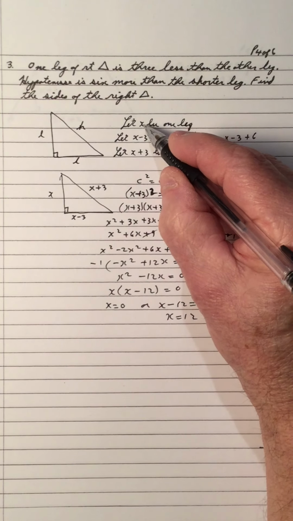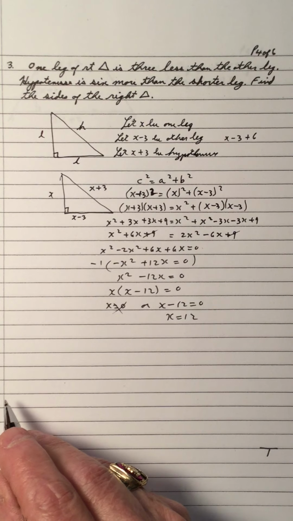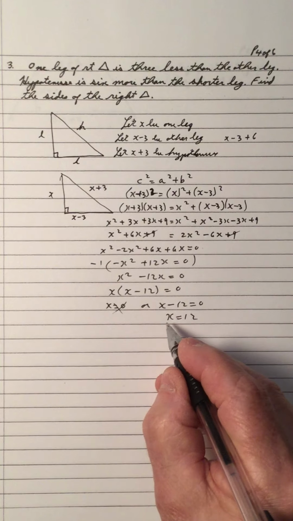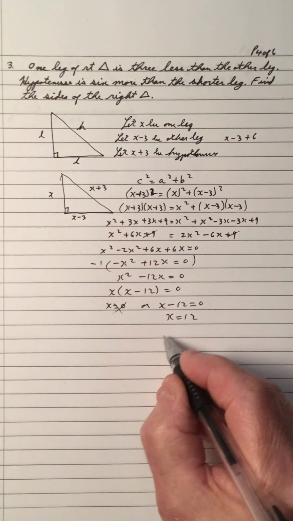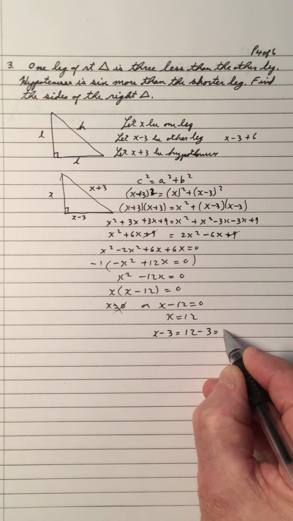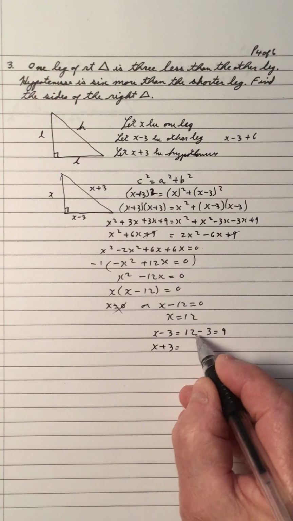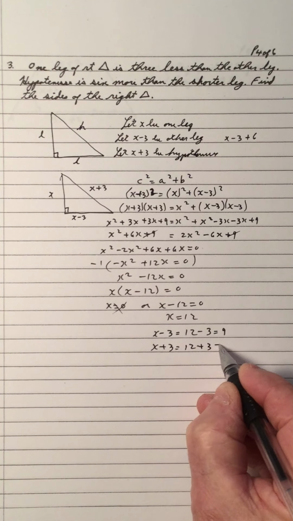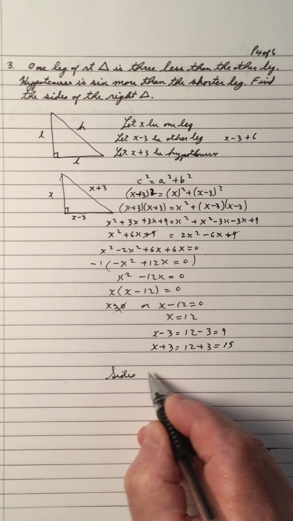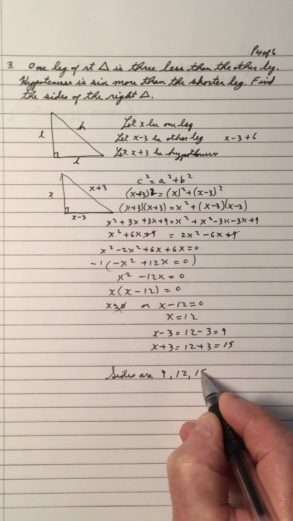So if x is 0, how can you have a side length of 0? So 0 can't be used. Remember, the sides of triangles can't be 0 or negative. So x is 12. So let's go with the next one. x minus 3 is 12 minus 3, which is 9. We have x plus 3, where x is 12, so 12 plus 3 is 15. So the sides of the triangle that fit this, put them in order, are 9, 12, and 15.